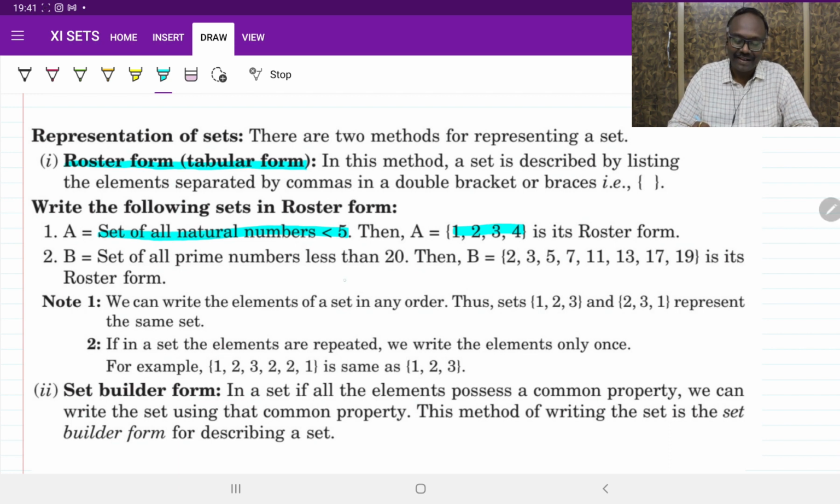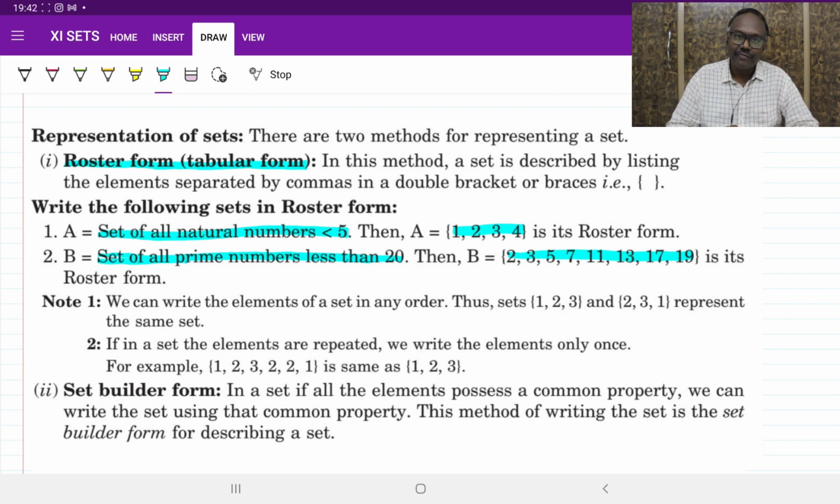Let us take another example. Set of all prime numbers less than 20. The prime numbers which are less than 20 are 2, 3, 5, 7, 11, 13, 17 and 19. So we write all these elements separated by commas within the braces. So this method of writing is called the roster form. So this is one of the ways we can represent a set. Now let us see the other way of representing the set, that is the set builder form.